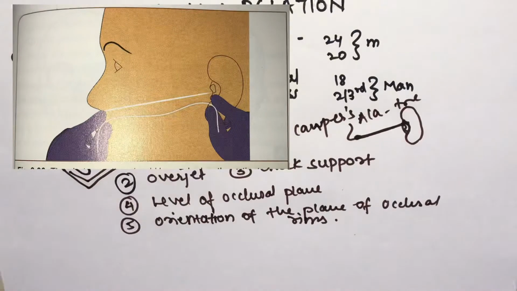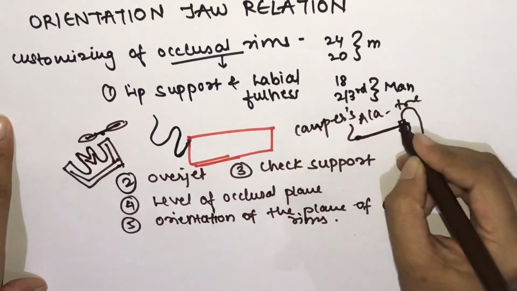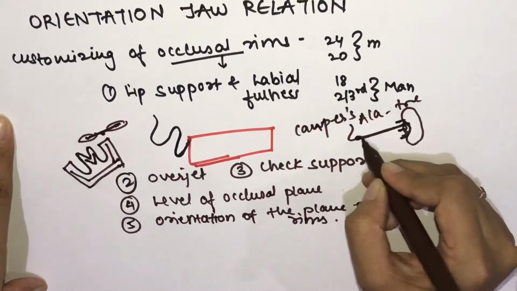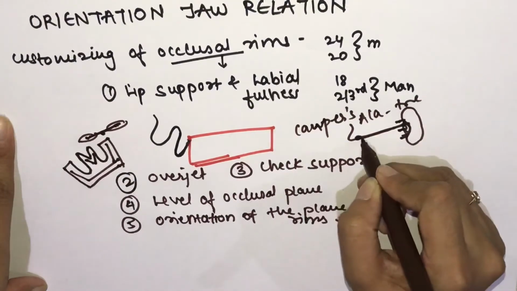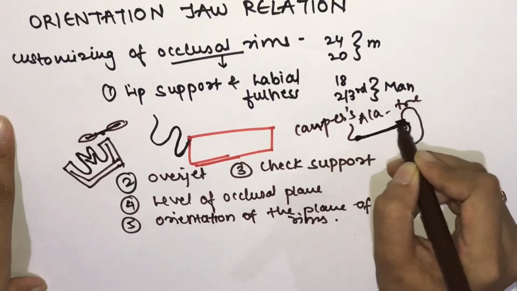Now the procedure: first, you mark the ala-tragus line. Your tragus is divided into three portions, that is the upper, middle and lower. When you are marking your ala-tragus line, you mark it like this. It passes from the ala and goes to the upper part of your tragus.